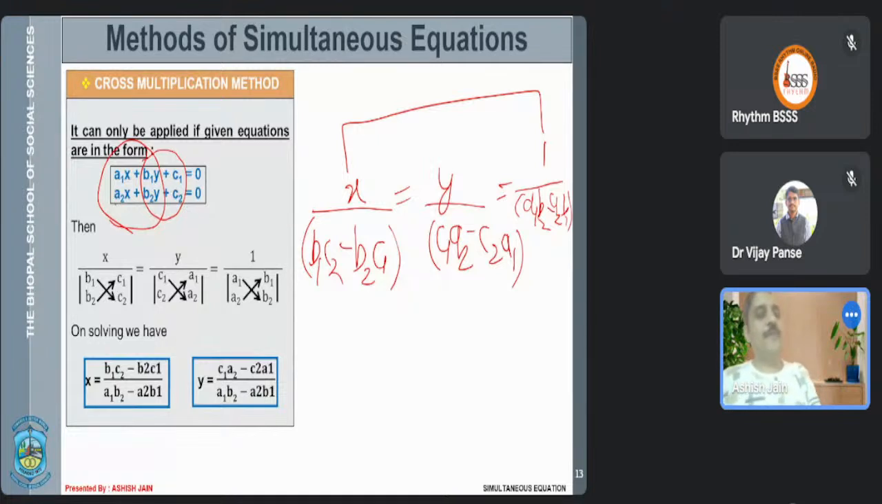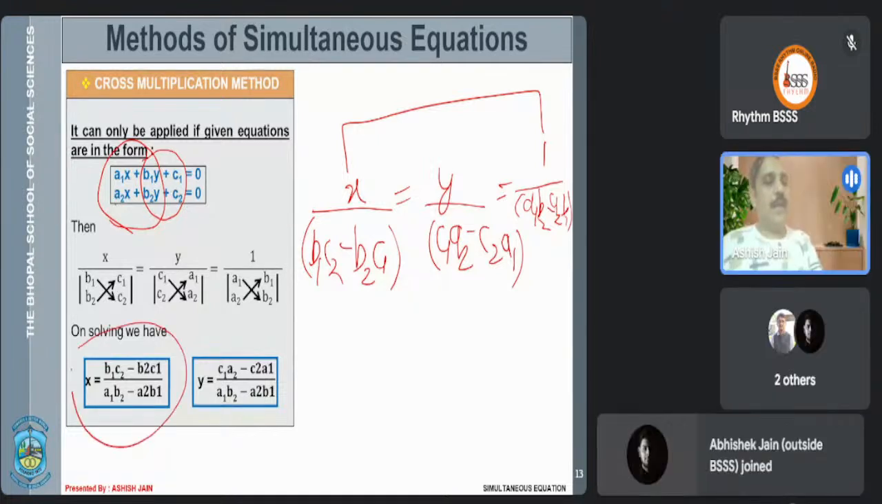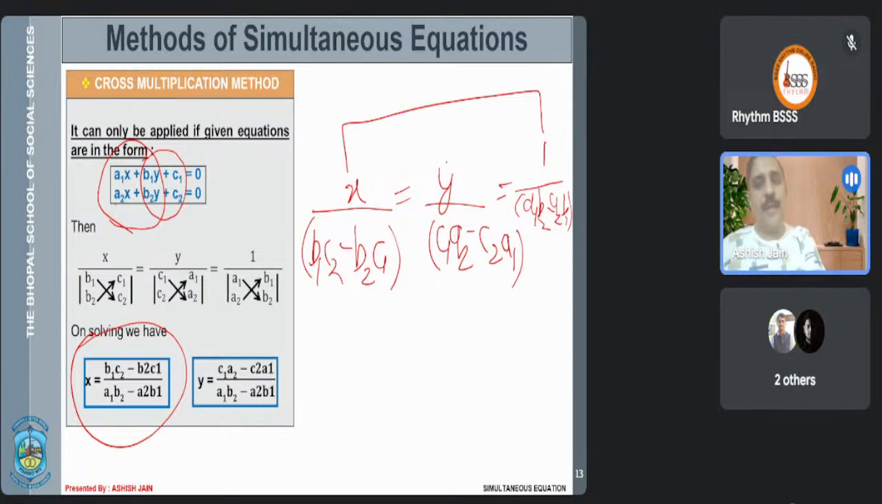So instead of learning this formula, I have told you how this formula is created so that you solve the problem in this manner only. Okay, similarly, to find the value of y, I have to equate this y with this 1. So the value of y is equal to c1 a2 minus c2 a1 divided by a1 b2 minus a2 b1. Clear? This is the toughest part of simultaneous equation, ये formula बनाना और question solve करना.